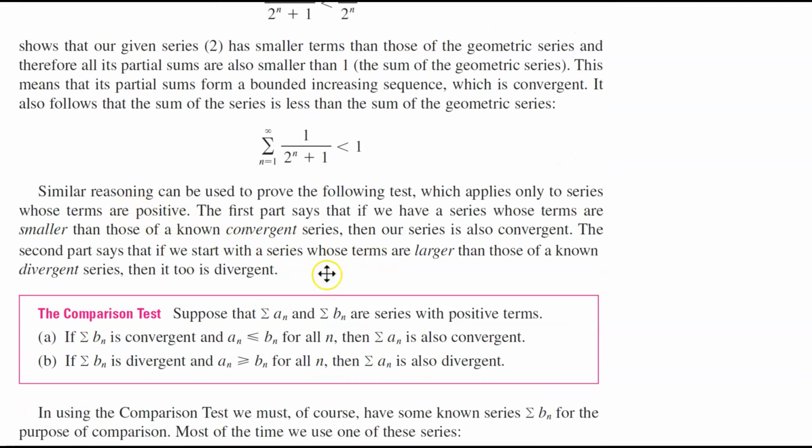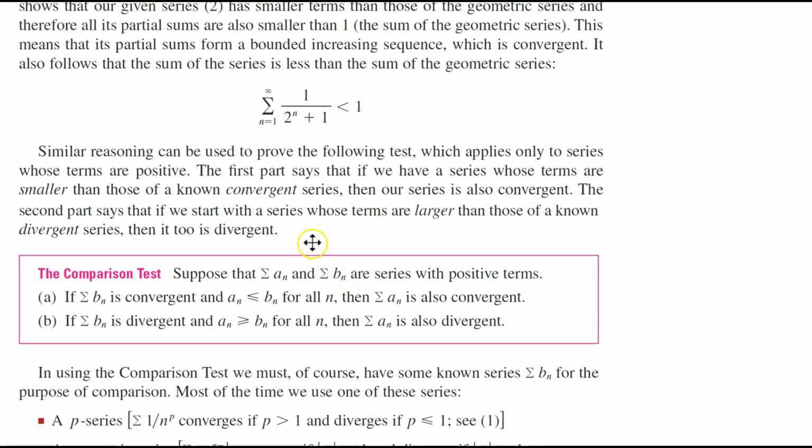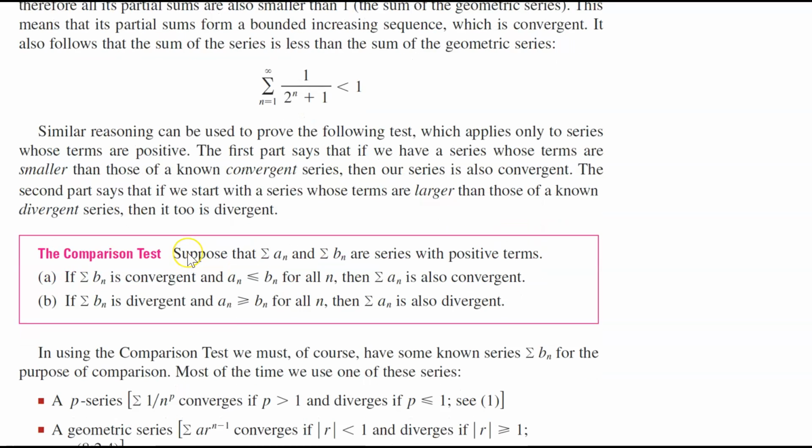Now, similar reasoning can be used to prove the following test, which applies only to series whose terms are positive. The first part says that if we have a series whose terms are smaller than those of a known convergent series, then our series is also convergent. The second part says that if we start with a series whose terms are larger than those of a known divergent series, then it too is divergent.